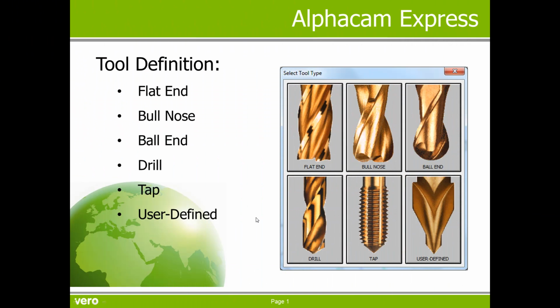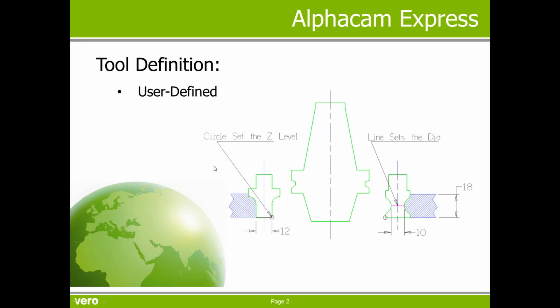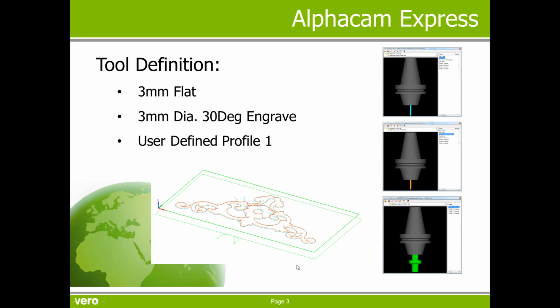So in summary, we showed you how you can define these 6 different tool types. We looked a little bit in closer depth at the user defined, explaining how you need to create a circle and a line to define the diameter and the Z level. And then we defined the 3 tools to create that rose fronted row front. This concludes this AlphaCam Express presentation on tool definition. Thank you for your time.